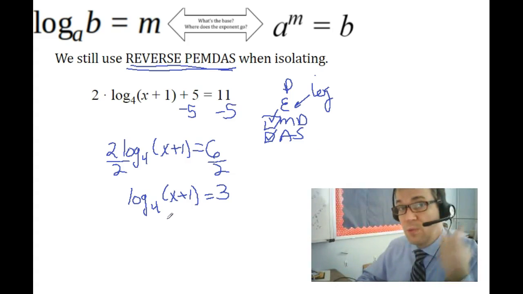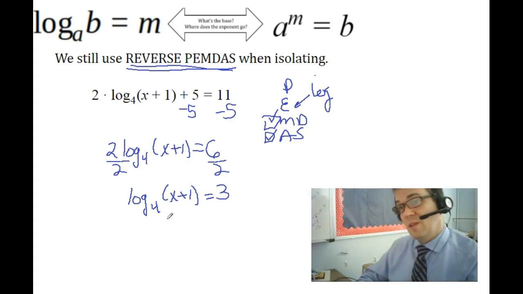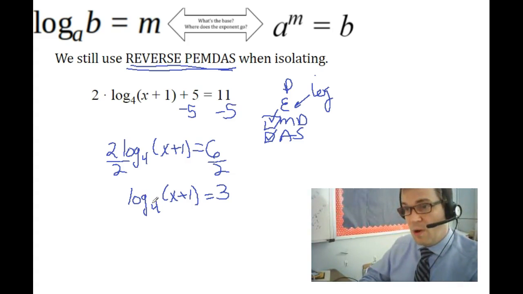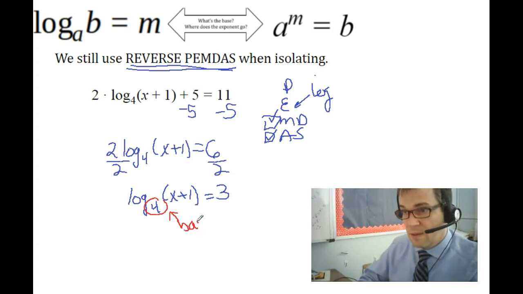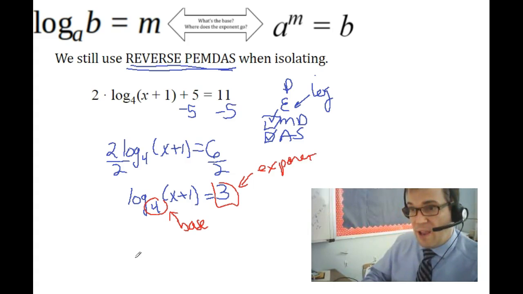And if you say it to yourself the way I say it out loud every single time, you know log base 4, you know the base is 4. And the exponent's over here. It's always going to be that way. This guy is always going to be the base. And this guy is always going to be the exponent. So we'll rewrite this and simply say 4 to the third equals x plus 1.